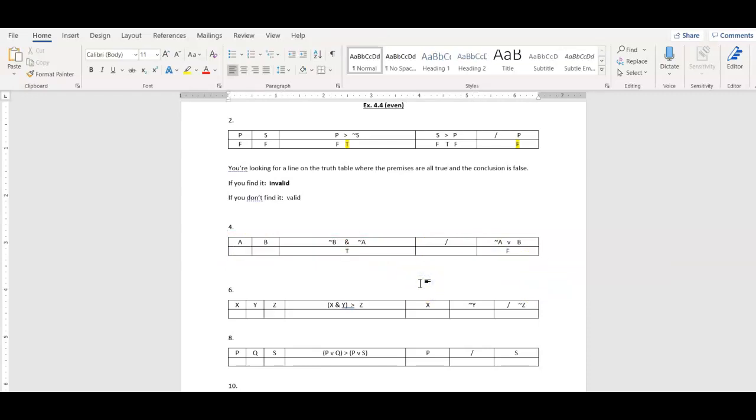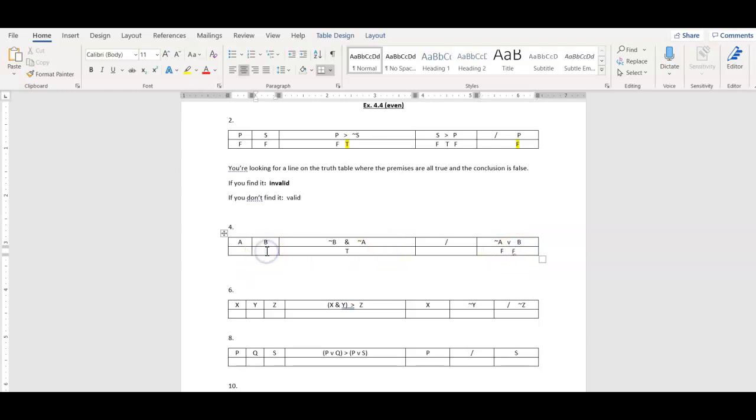Now, what helps in these cases is that, like in number 2, there's only one way to make that conclusion come out false, namely if P is false. Again, if we look at this conclusion, it's a disjunction. And there's only one way to make a disjunction false. That's if both disjuncts are false. So B has to be false.